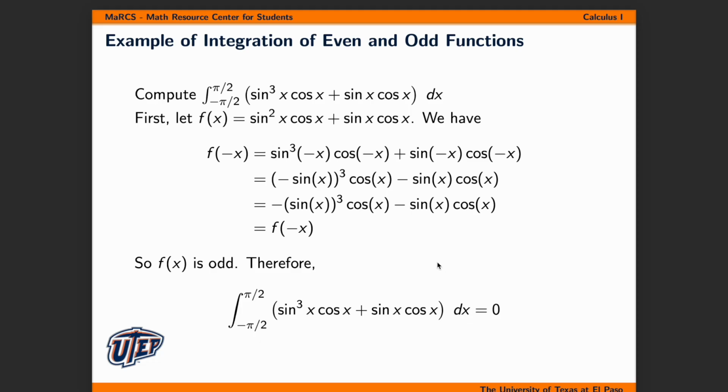So in order to determine if our function is even or odd, we can plug in a negative x every time we have an x in our function. So we will have sine cubed of negative x times cosine of negative x plus sine of negative x times cosine of negative x. And we get that that is equivalent to negative f of x. So that means that our function is odd, and therefore the integral from negative pi over 2 to pi over 2 of our function with respect to x will be equal to 0.